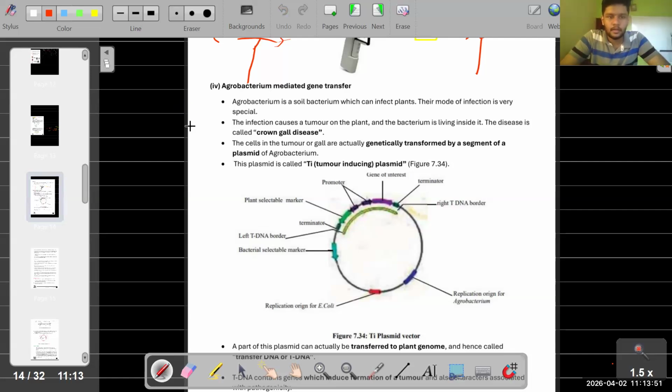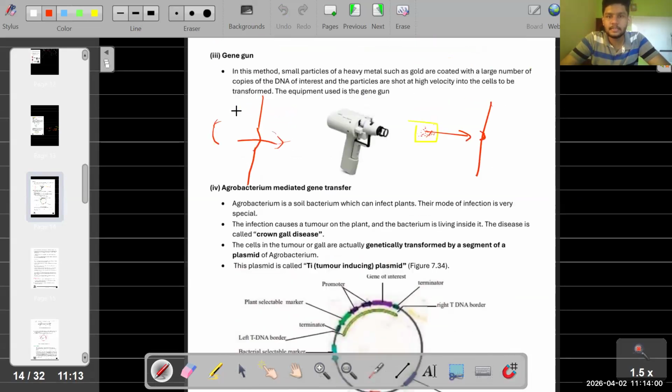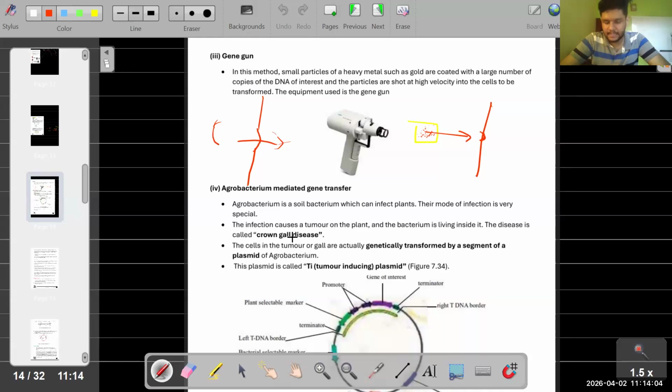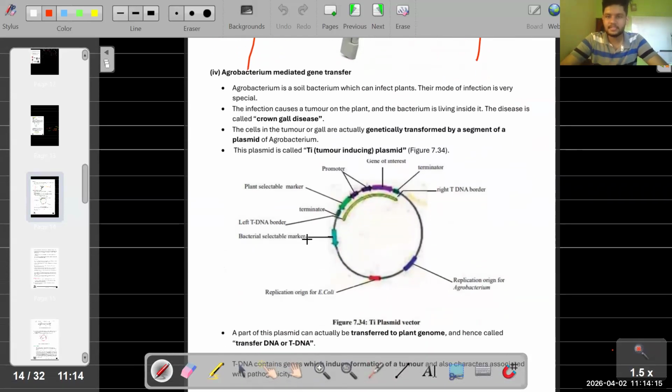Okay then. Let's get back to the topic, which is the fourth part coming under the DNA delivery systems. Right, now we have learned three types of how we can deliver DNA. The first one was transformation, second one was transduction, third one was the gene gun. Now we are coming to the fourth type, which is comparatively different from the others. Right, Agrobacterium-mediated gene transfer.